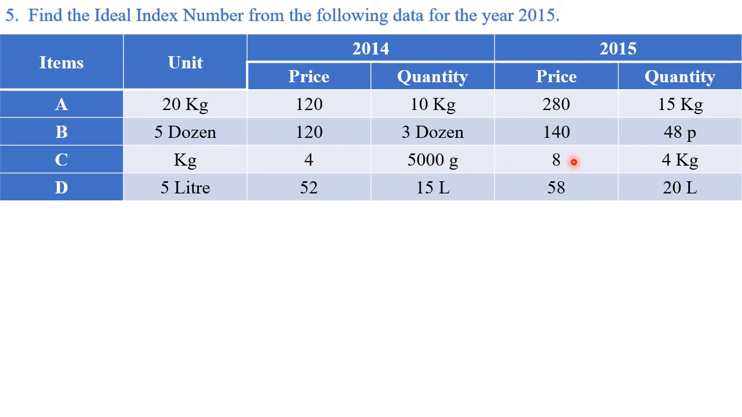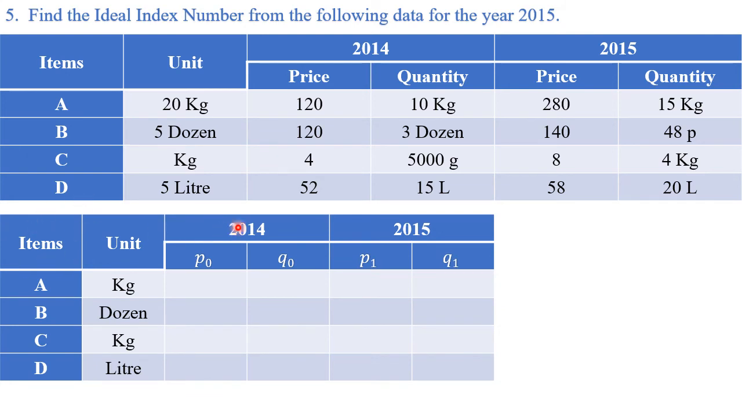Kg I am going to leave as it is. This 5000 grams will be converted into kg. 5 liter I am going to convert into a single liter, so price will be divided by 5. Yes, that's all. Let's do it.